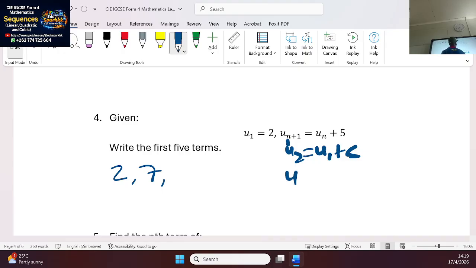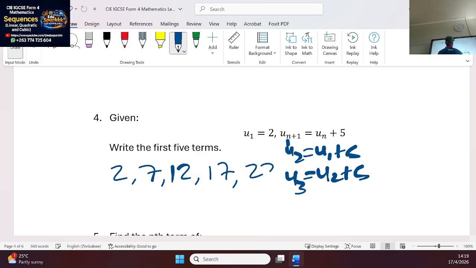Then next it will be U3, so U3 is U2 plus 5. That will be 7 plus 5, which gives me 12. So it looks like we are continuously adding a 5. And the next I'm expecting to get 17, and then I'm expecting to get 22. The pattern continues like that.